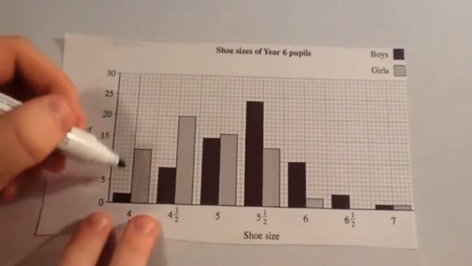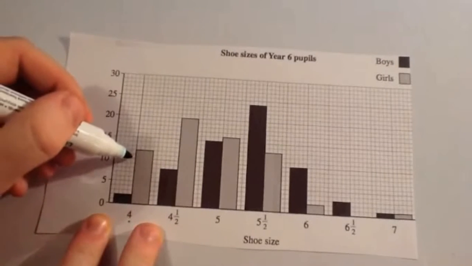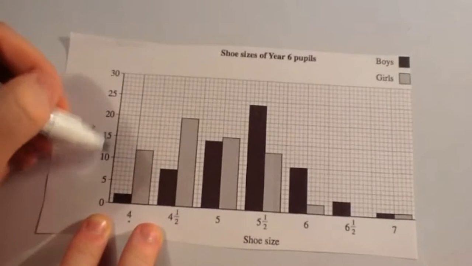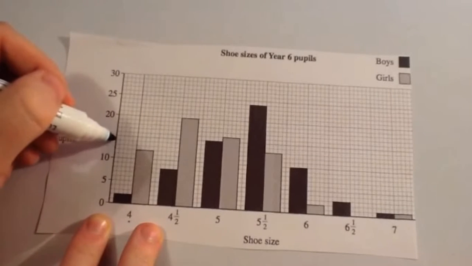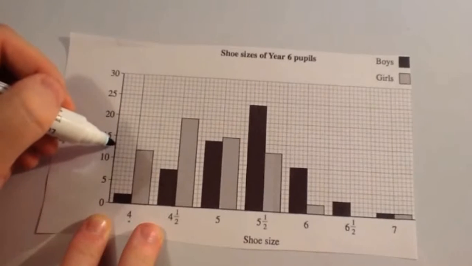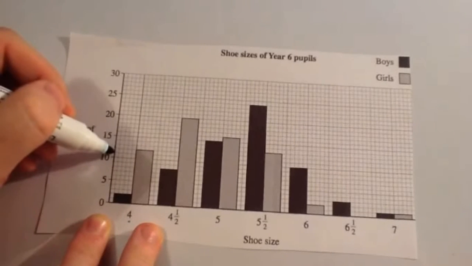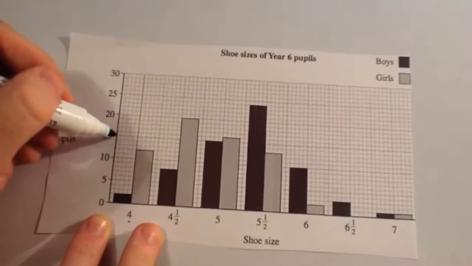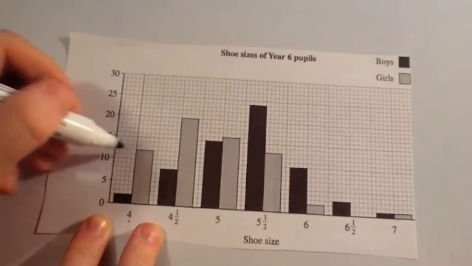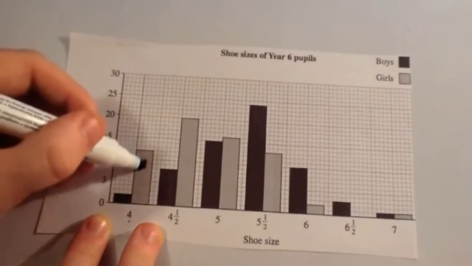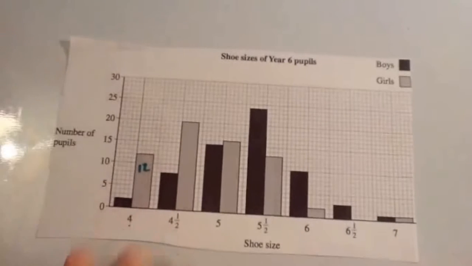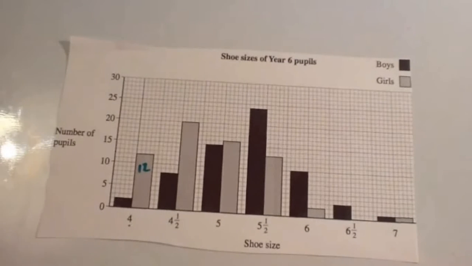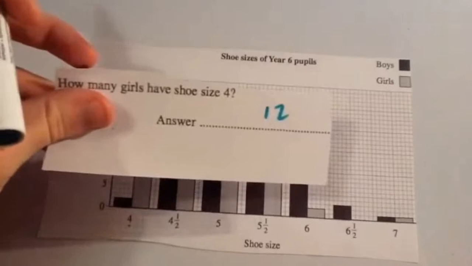So girls, the grey bar with shoe size 4, it goes 10, and it's important to check what each one of these lines are worth. Okay, so it's gone from 10 up to 15, and there's 1, 2, 3, 4, 5 lines. So each one of them's 1, so that's 11, 12, 13, 14, 15. So this one is going across to 12, so there's 12 girls with shoe size 4. So how many girls are there with shoe size 4? The answer would be 12.